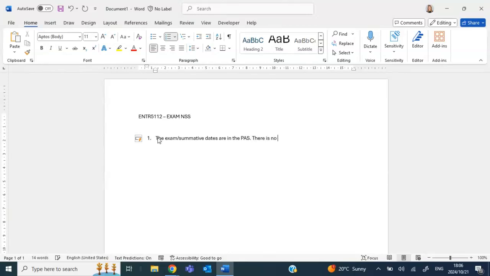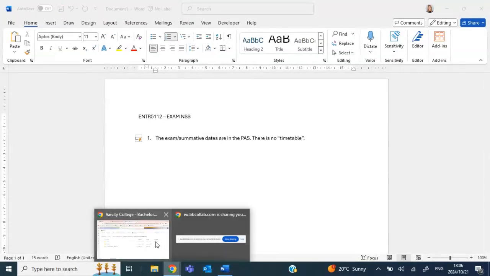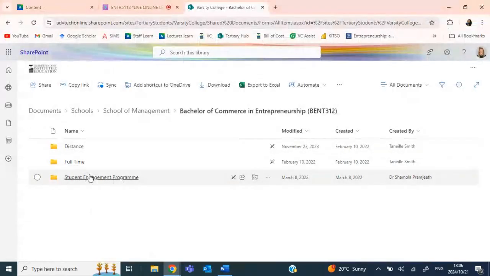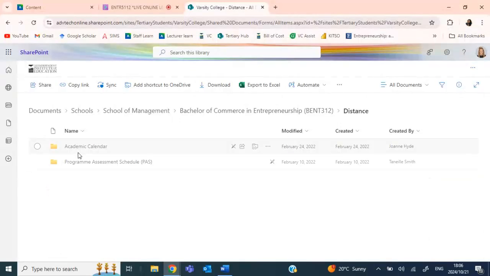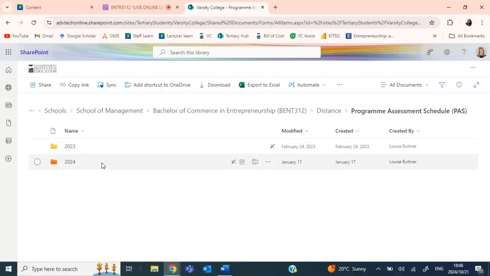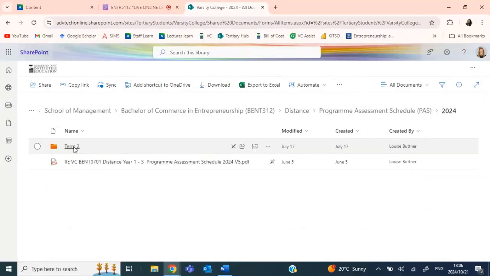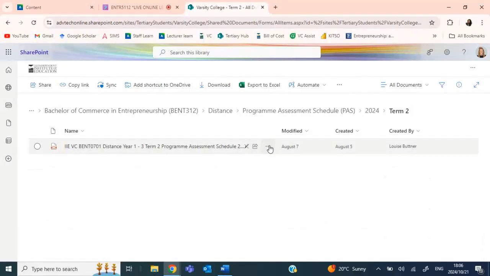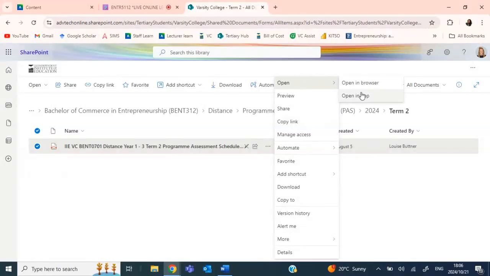There is no timetable. There've been various queries about whether or not the exam timetable is going to come out. There is no such thing. However, it is there in terms of the program assessment schedule. So you would go to distance program assessment schedule for 2024 term 2 because of semester 2, and then simply download that.